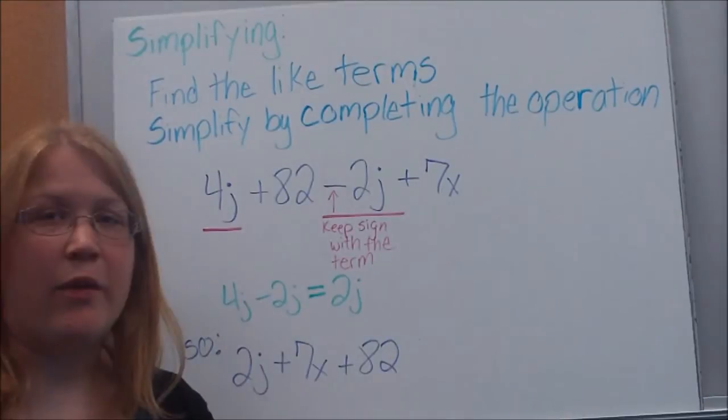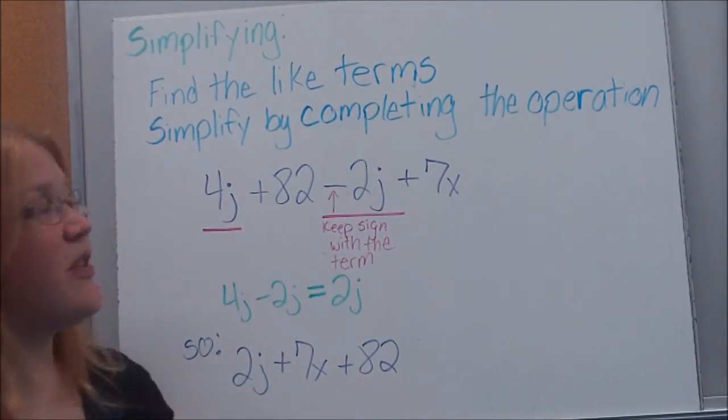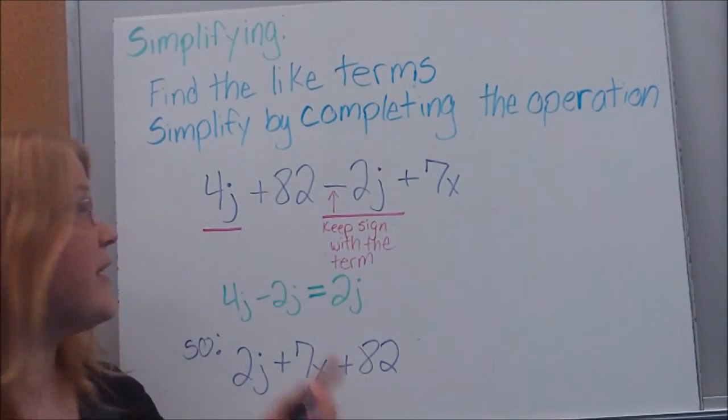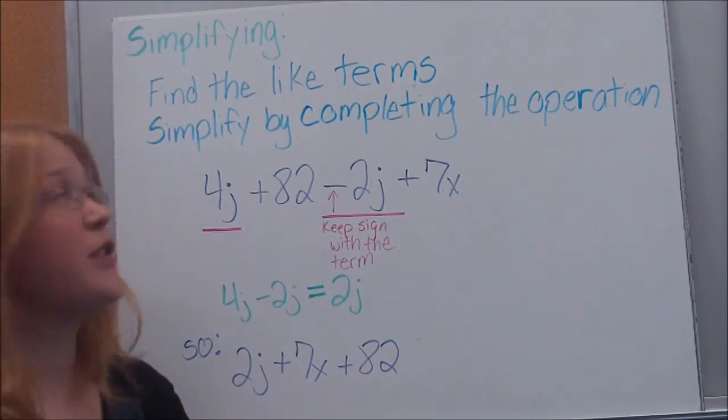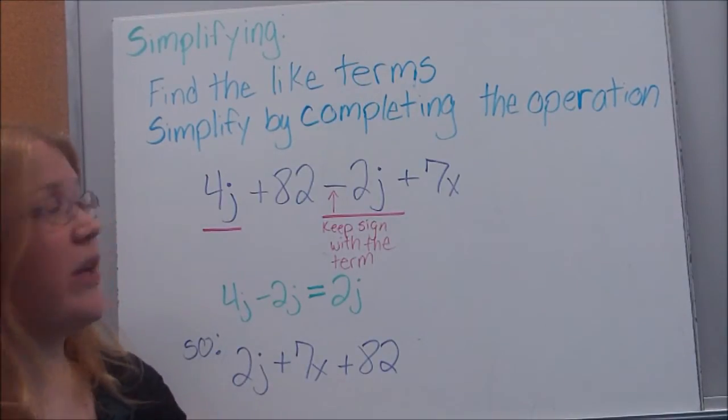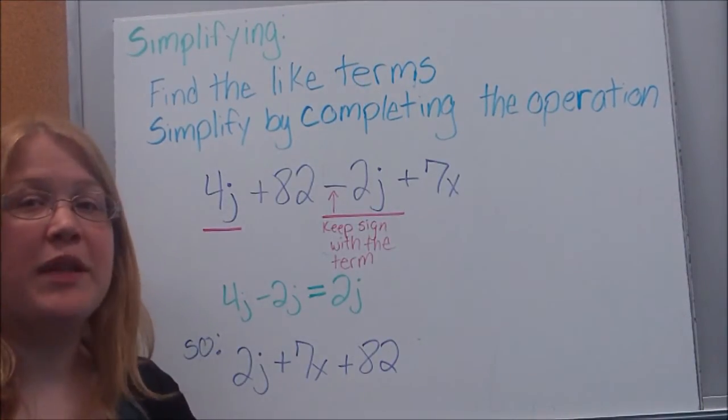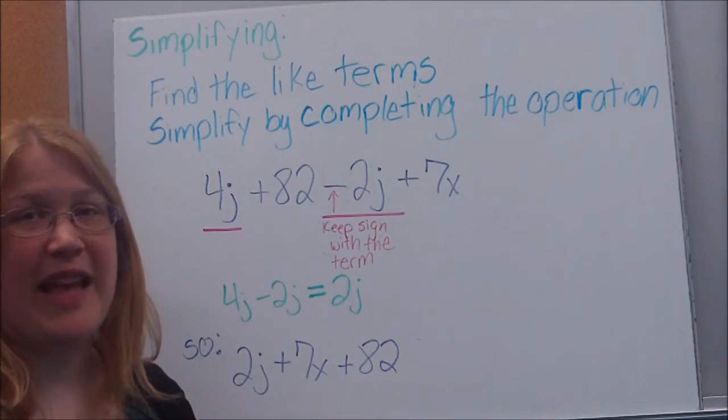So for simplifying, what do we do? Well, simplifying simply, we want to find our like terms, and if you'll notice in the problem I've given you, I've already underlined them. And then we're going to simplify by basically completing the mathematical operation that it's asking.